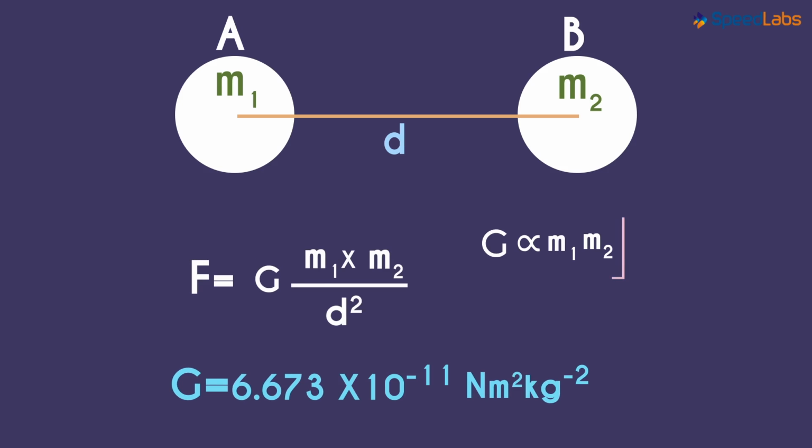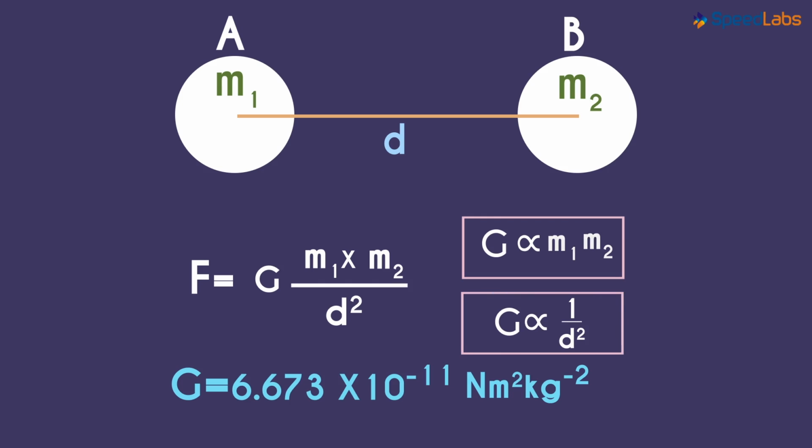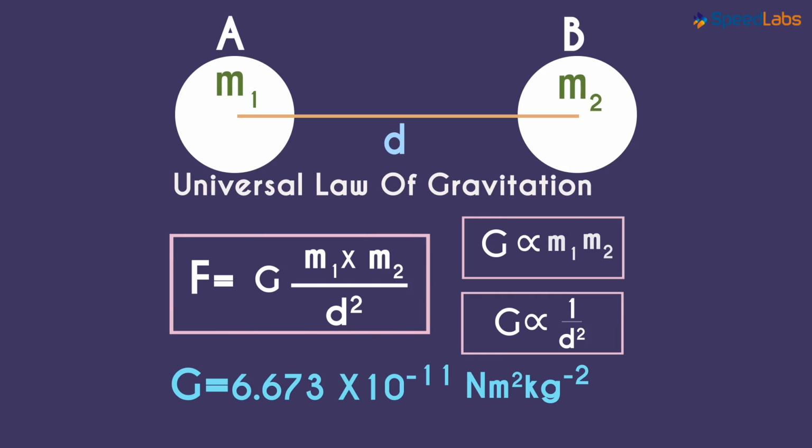The gravitational force is directly proportional to the product of the masses and inversely proportional to the square of the distance between them. This is the universal law of gravitation.